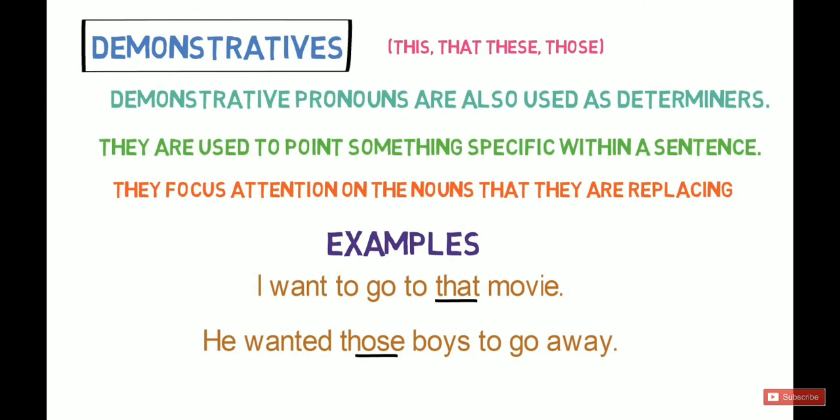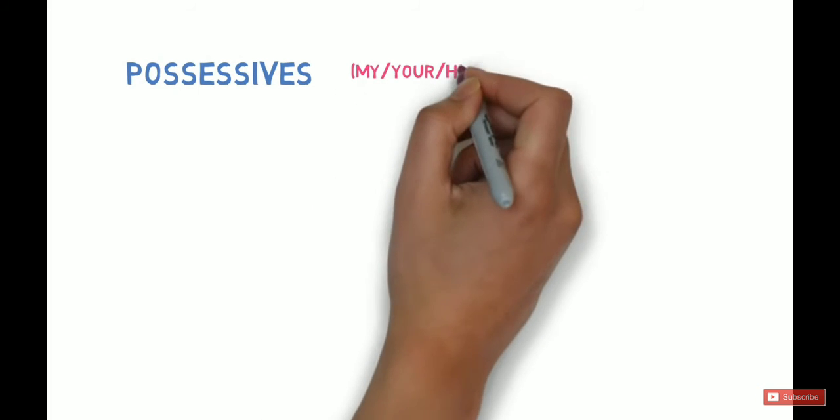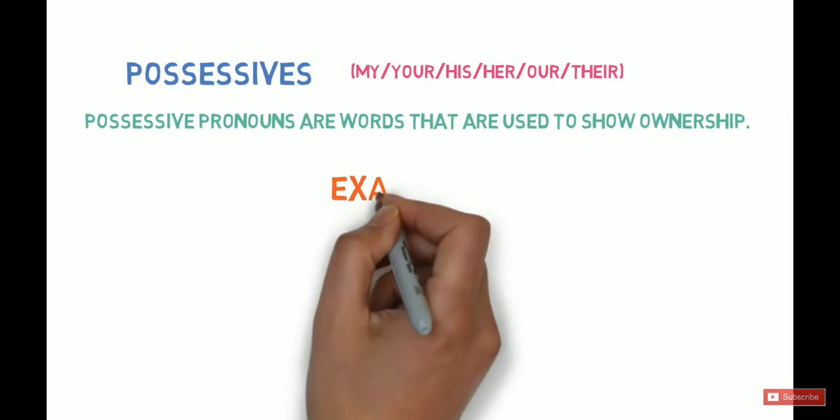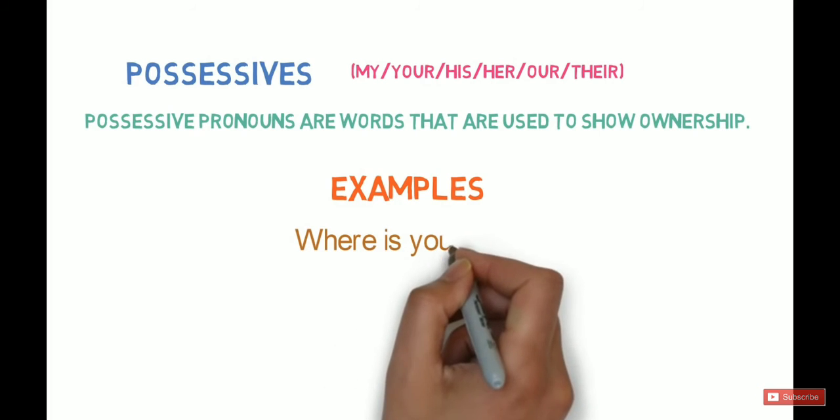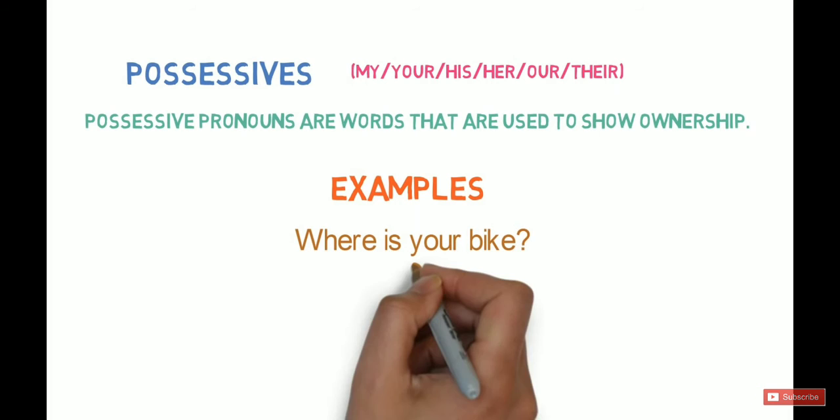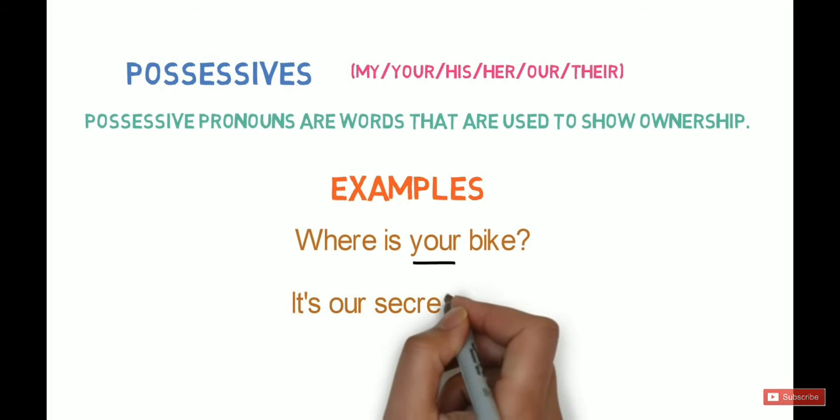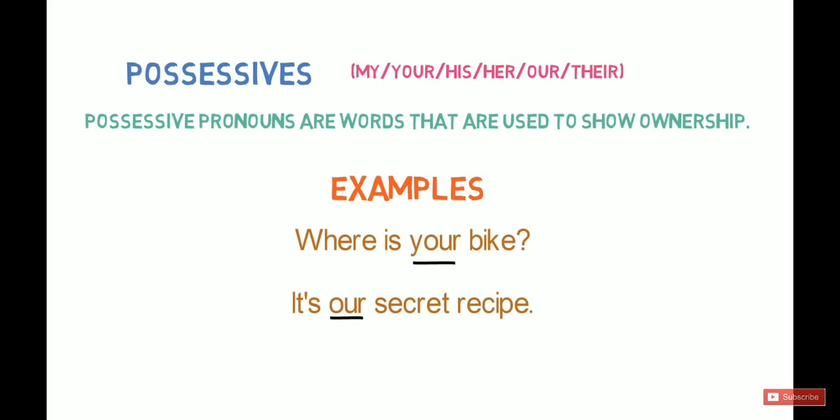Now let's look into the next category, possessives. Possessives are words like my, your, his, her, our, their. Possessive pronouns are words that are used to show ownership. Let's look into examples of them. Where is your bike? Here we have used your to point out the bike which belongs to you. Let's look into one more example. It's our secret. Here we have used our to point out the secret which belongs to us. As possessives determine the ownership of a noun, they come in the category of determiners.